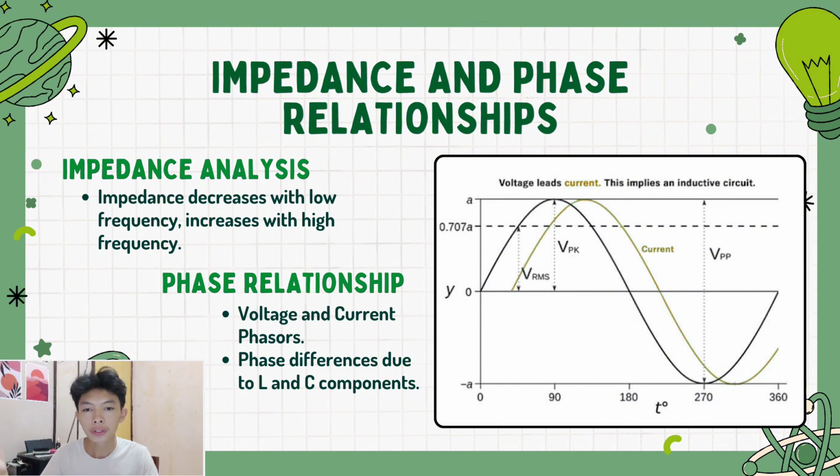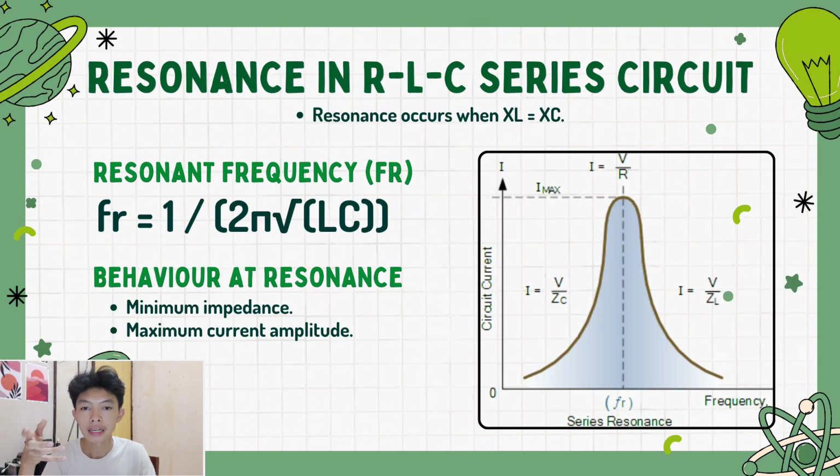So what is the phase relationship? In a circuit, the voltage and current waves might not match up perfectly. So the current can either be leading or lagging behind the voltage, depending on whether the inductor or the capacitor has more reactance. Okay, do you get it? Okay, very good. Now let's proceed to resonance in the RLC series circuit.